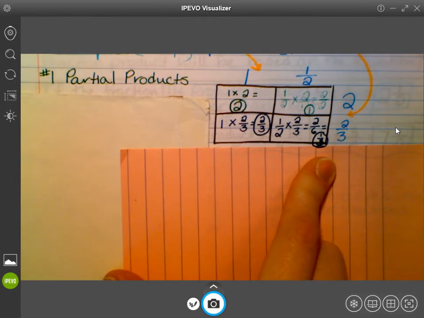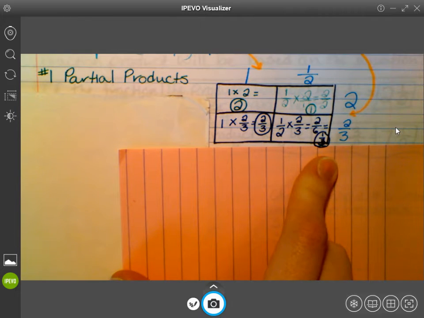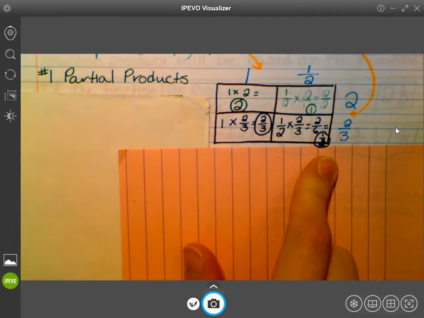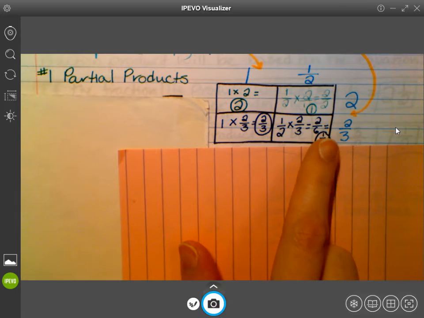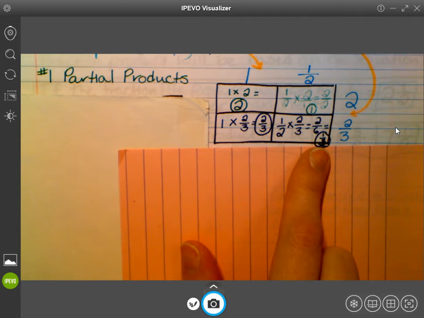Give me a thumbs up if you got the same fractions as me. Awesome. Now, let's say you forgot to simplify the fraction in this bottom right box. That's okay. When you get your final answer, then you will have the option to simplify at the very end.